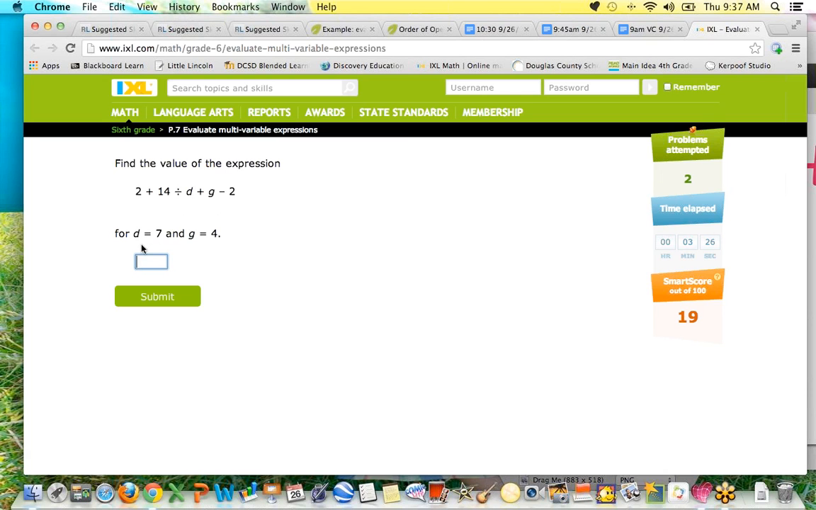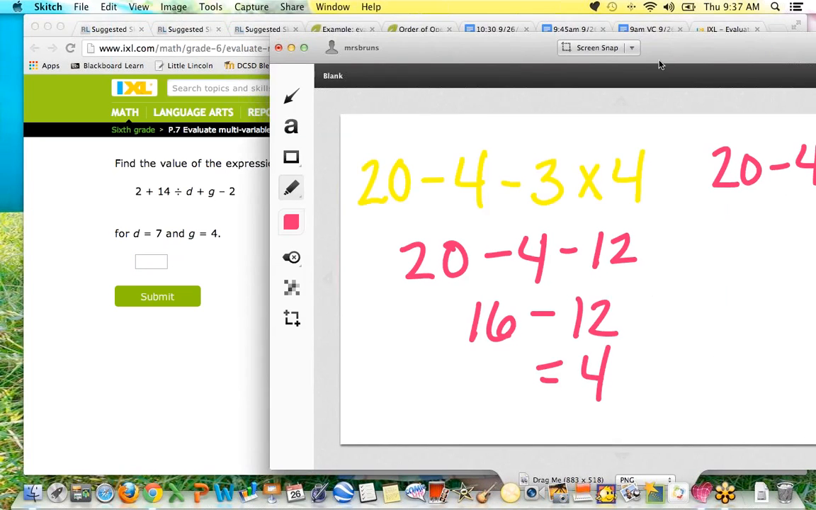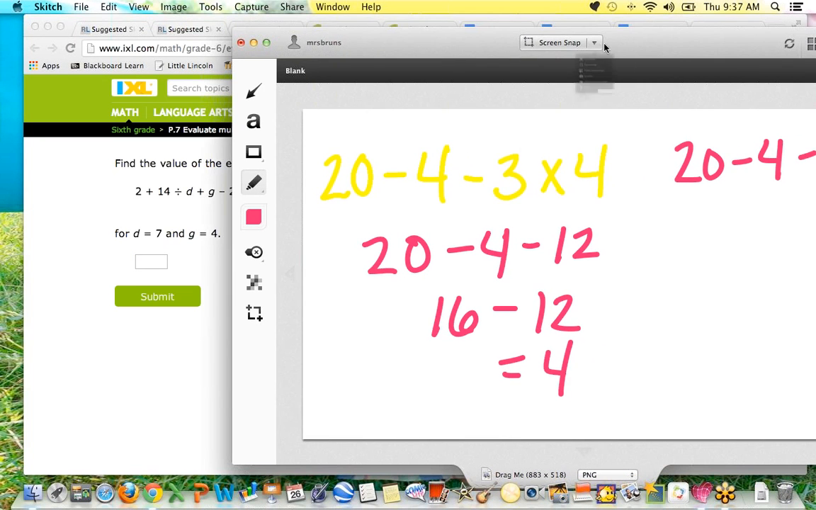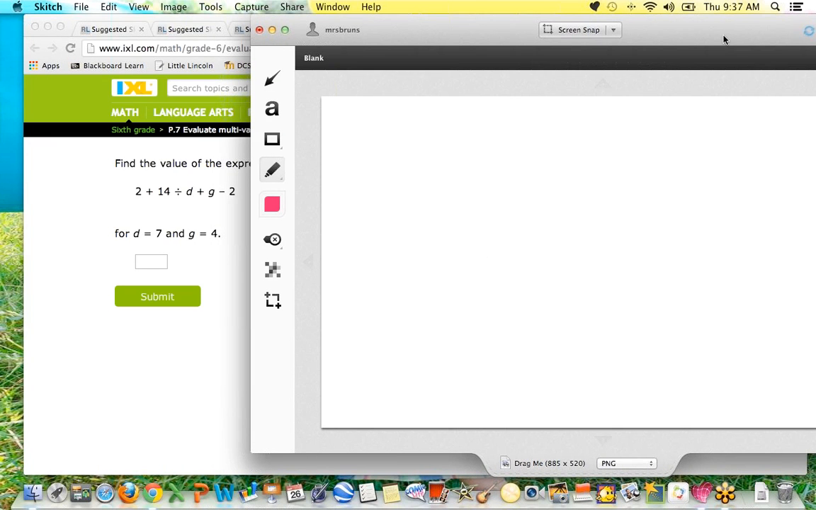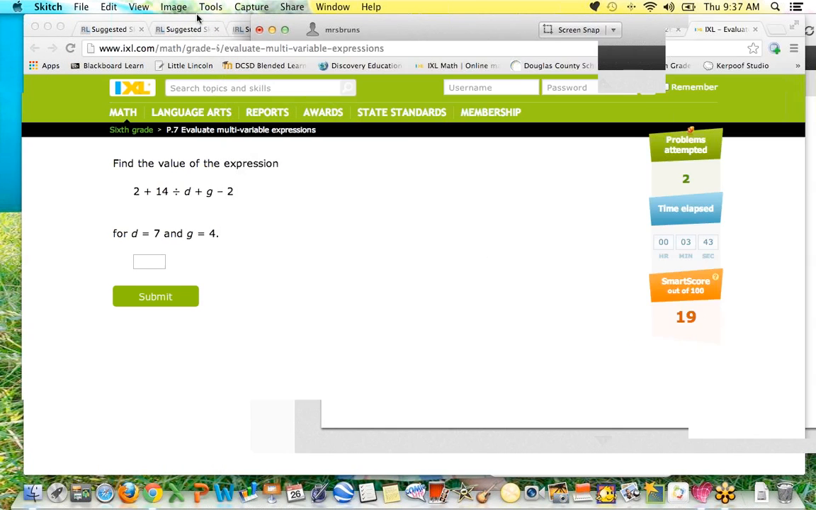All right, now this one's a little more complicated because at least we have some different things that we need to do here. D equals 7, so we're going to plug in a 7, and then G equals 4. So I'm going to go ahead and rewrite this one because it's a little bit more complicated. I can't tell if that's plus or division. Okay, I'm going to rewrite it. Just give me a second.